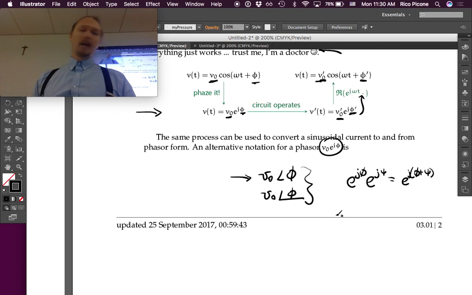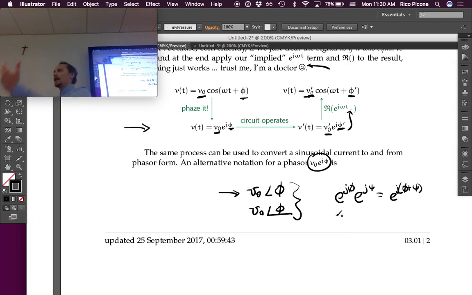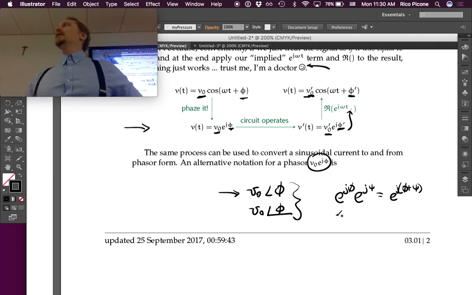That's all I've got for phasor notation for sinusoidal voltage and current. Any questions before we move on to the other lecture?